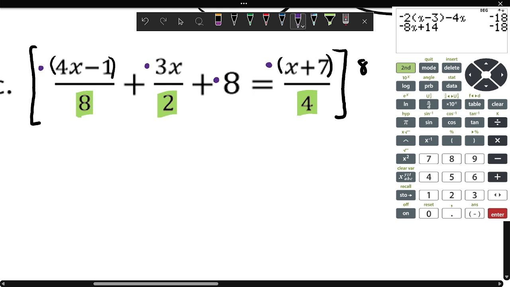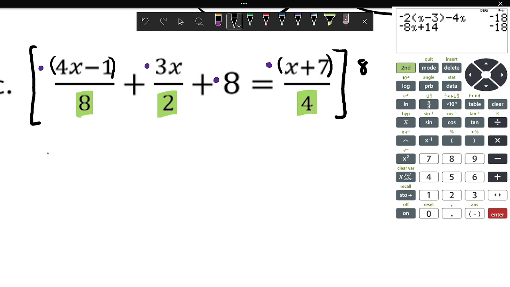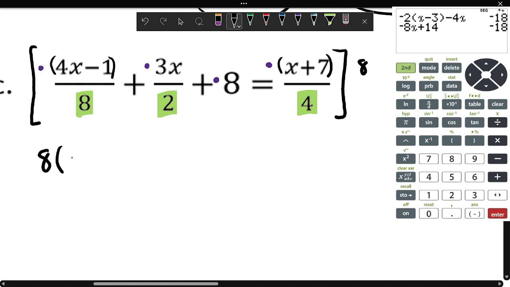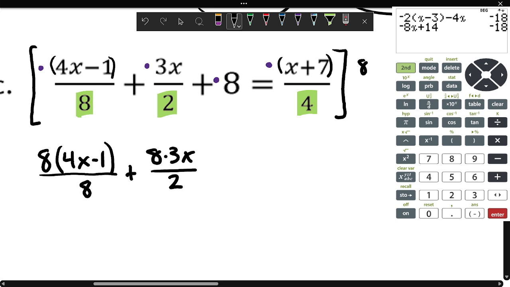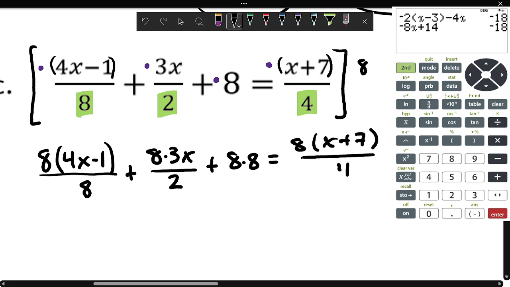And I might slowly go through this and just write, 8 times the quantity of 4x minus 1 all over 8, plus 8 times 3x all over 2, plus 8 times 8, equals 8 times the quantity of x plus 7 all over 4.